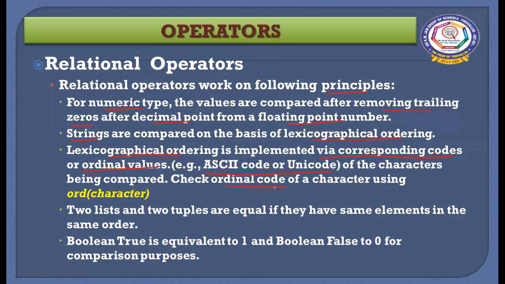To check the ordinal value of a character, you can use the function ord of character. Two lists and two tuples are equal if they have the same elements in the same order. Boolean true is equivalent to 1, and Boolean false is equal to 0 for comparison purposes.